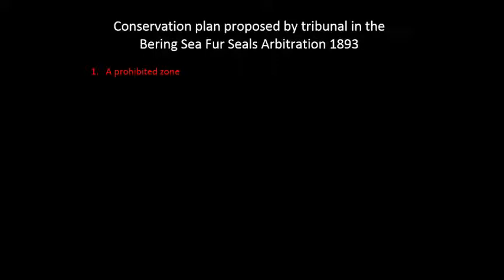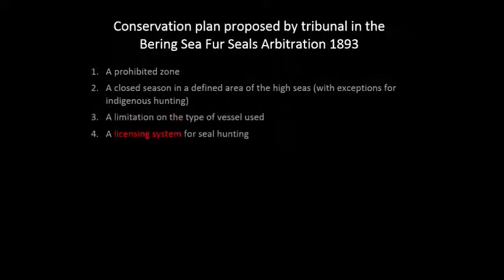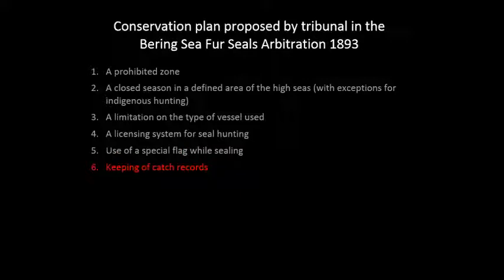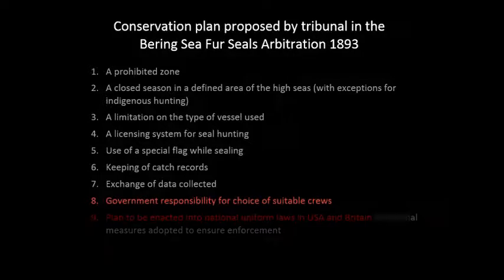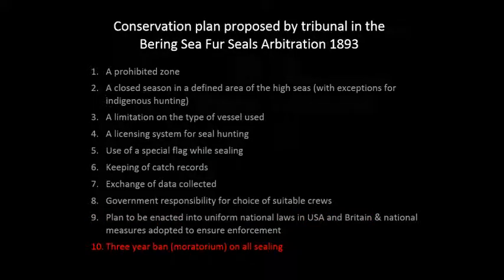So they said that between the US and Canada, the UK, there should be a prohibited zone, a closed season in a defined area of the high seas with exceptions for indigenous hunting, a limitation on the type of vessel used, a licensing system for seal hunting, the use of a special flag while sealing, keeping of catch records, exchange of data collected, government responsibility for choice of suitable crews, and a plan to be enacted into national uniform laws in the US and Britain and national measures adopted to ensure enforcement, and a 3-year ban or moratorium on all sealing.